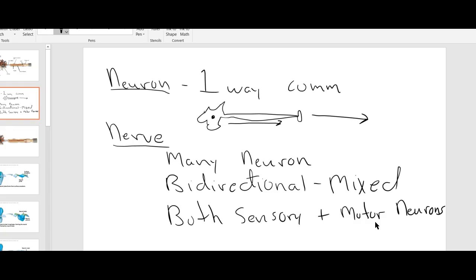If you have a nerve that goes from the spinal cord to a muscle, why not have it contain both the sensory and the motor neurons? It's just more efficient that way. So do keep that straight.